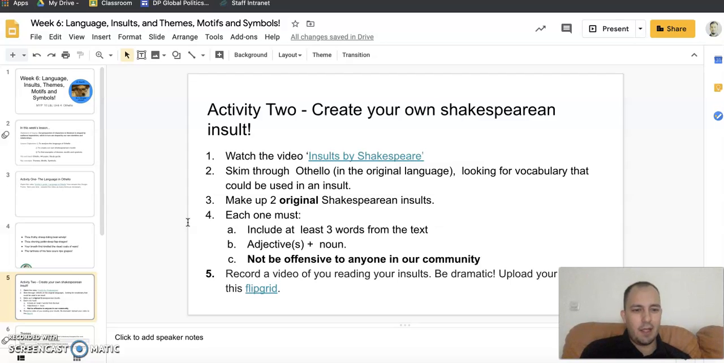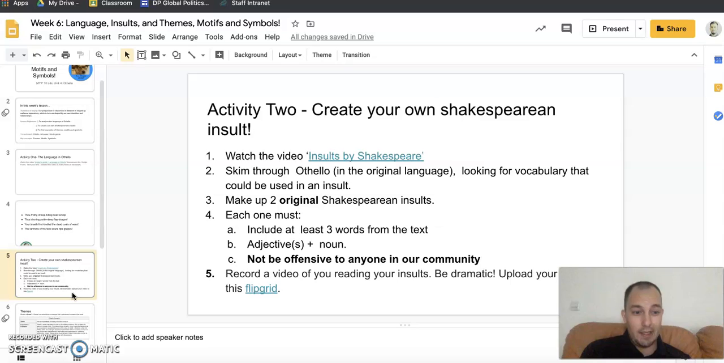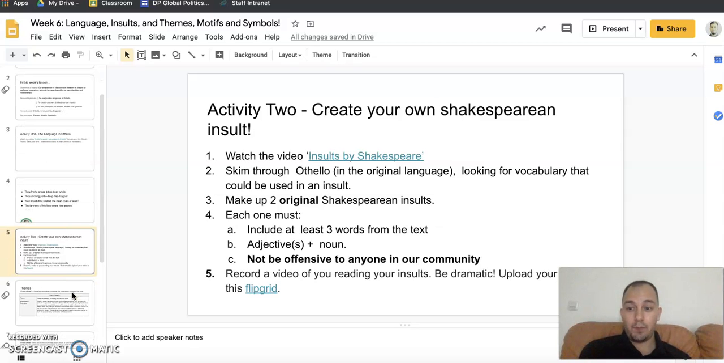Try to be dramatic, try to give it some gravitas. So that's your second task. I think it's quite an easy task. I don't think it's too difficult.